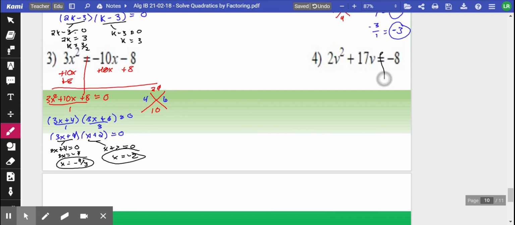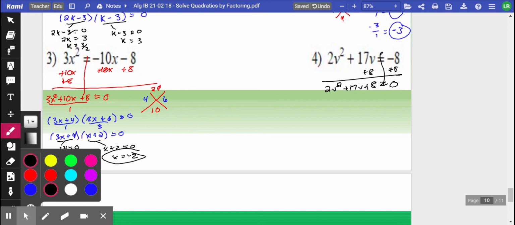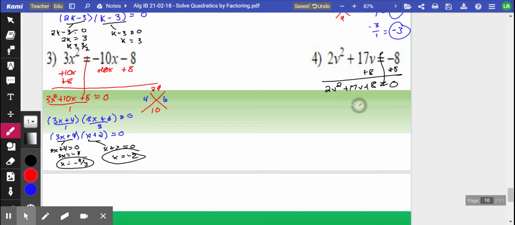Last one, make it say equals 0. So add 8 to both sides, and then make sure you put these in the right order: b squared, 17b plus 8 equals 0. Magic numbers. Multiplies to be 16, adds to be 17. So my magic numbers are 1 and 16. And I'm going to do the shortcut. Opposite would be negative 1 divided by the a value. There's one of my answers. Opposite of 16 is negative 16 divided by the a value, which would be negative 8. And those are my two solutions.